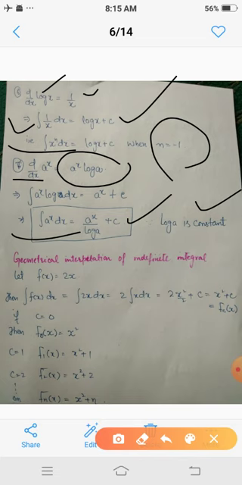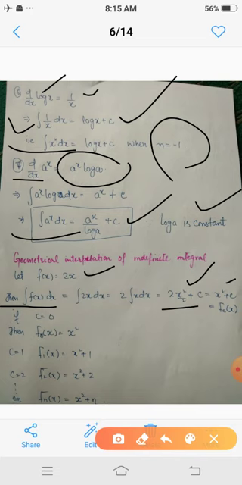Now let me consider an example, f of x equals 2x. Then its indefinite integral is the integral of 2x dx. 2 is constant, so simply x dx. Now here n is 1, which implies x to the power 1 plus 1 upon 1 plus 1, that is x square upon 2, into 2, plus c. Because 2 cancels, we get x square plus c. This means that the indefinite integral of the given function is x square plus c.